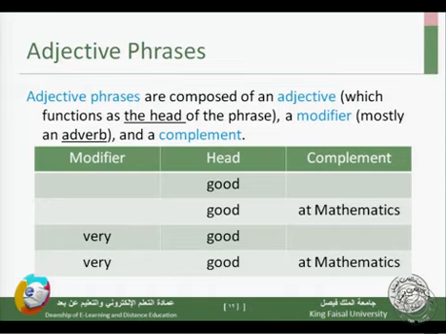Look at the second example. Good at mathematics. At mathematics is a prepositional phrase, and you remember it comes in this case as the complement of the adjective good, which is the head in this adjective phrase. Very good, here we have a modifier. It is an adverb. So very and good, good is the head, very good is an adjective phrase. Then we can have all three elements: very, which is the modifier, pre-modifier before the head, and then good, which is the adjective, and then at mathematics, a prepositional phrase that functions as a complement. So very good at mathematics, all this is an adjective phrase.